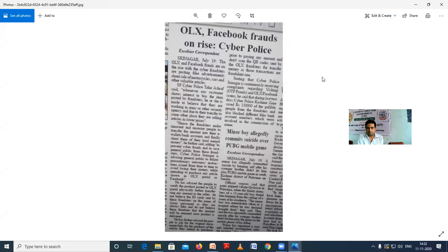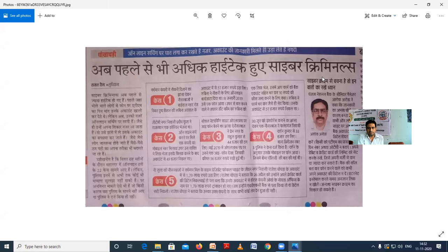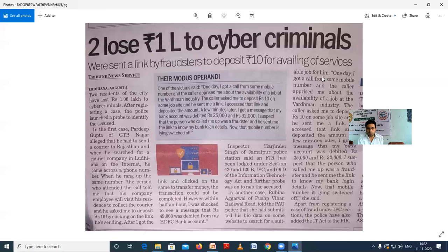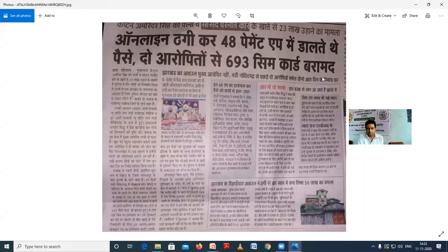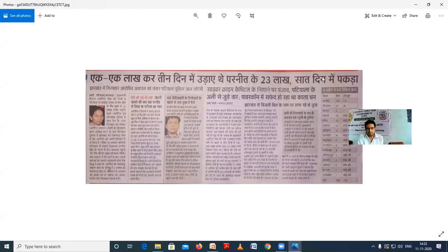For example, OLX, Facebook frauds on the rise. Next news: cyber criminals have become more hi-tech than before. Next, two persons have lost 1 lakh each to cyber criminals. Next is related to the online theft that occurred over 48 payment applications. Multiple SIM cards were being utilized for these thefts.